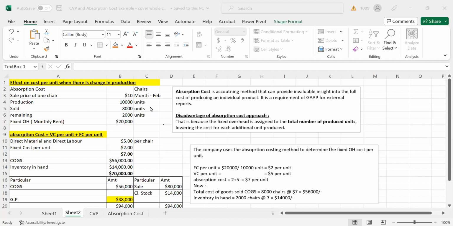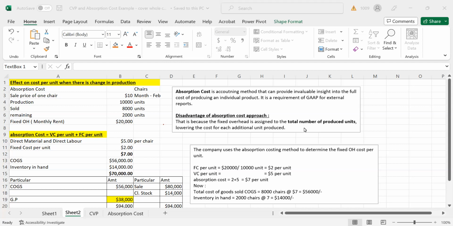Now I'm going to explain to you the disadvantage of absorption costing with an example. So what is the disadvantage of absorption costing? It is because the fixed overhead is assigned to the total number of units produced, right? So fixed overhead is also assigned to that number of units produced, because we are going to calculate the fixed cost expense per unit. Okay, so what will happen?